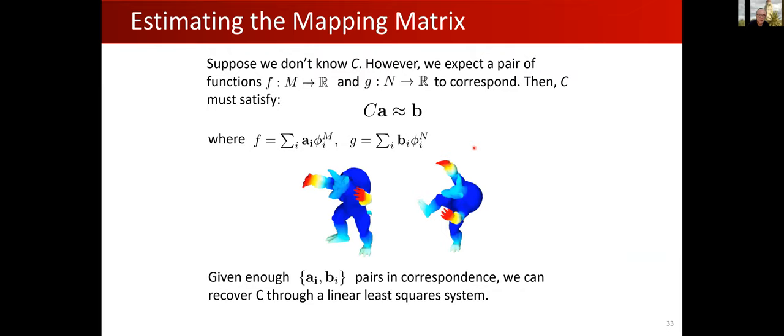Normally when we compute maps between shapes or images, we try to find corresponding pixels or corresponding points. But here we can use corresponding functions. For example, if I have two poses of the armadillo, some function on the left pose, like the curvature, should correspond to some other function on the right, like the curvature. Now these two functions are known. They correspond to vectors in the Laplace-Beltrami basis, A and B, and I'm looking for a matrix C that maps A to B. And if I take enough such pairs, then we can solve the least squares system to recover the functional map.